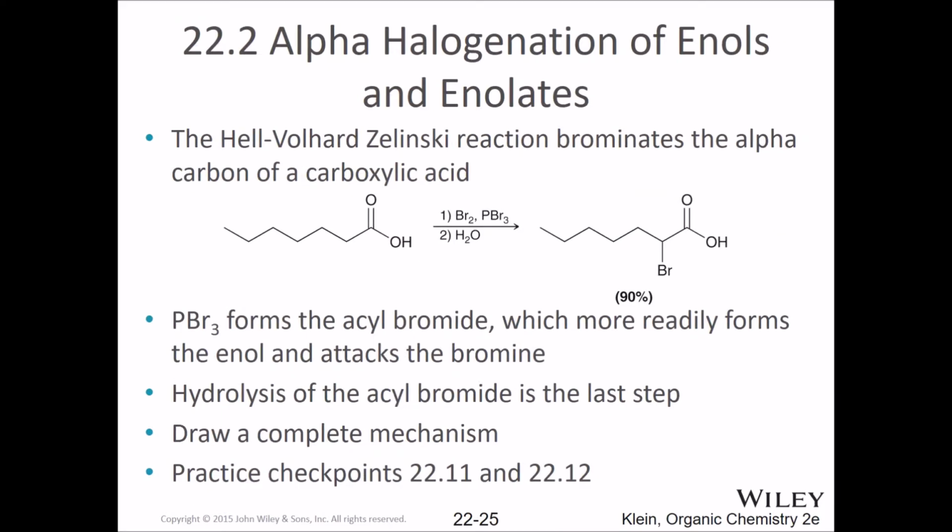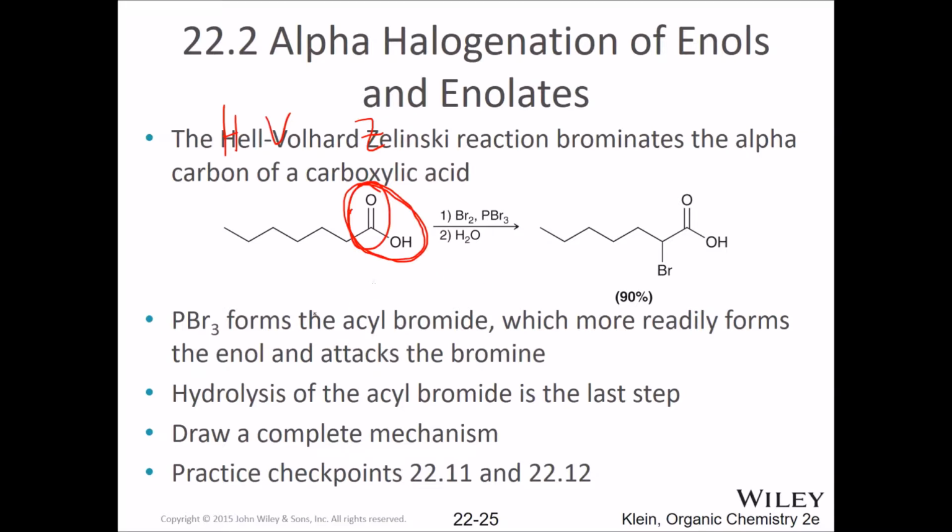Okay, now the HVZ, Hell-Volhard-Zelinsky reaction brominates the alpha carbon of a carboxylic acid. So this is different, right? You see, here's my carbonyl, but this is not an aldehyde or ketone, right? You can't separate that guy out, that hydroxyl. This is a carboxylic acid, and we use the HVZ, Hell-Volhard-Zelinsky reaction to brominate the alpha carbon here.